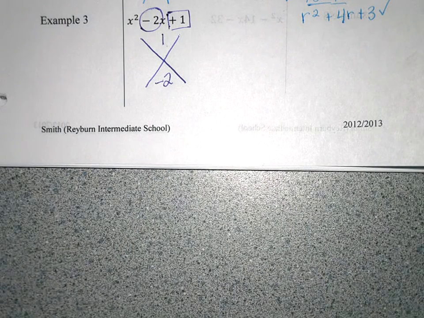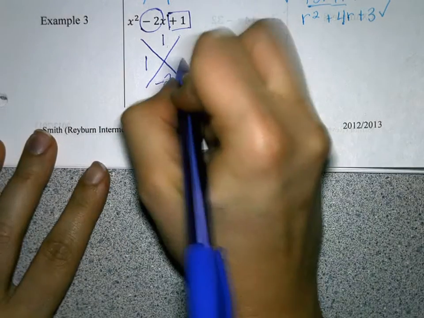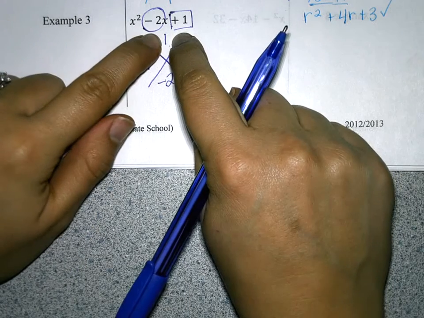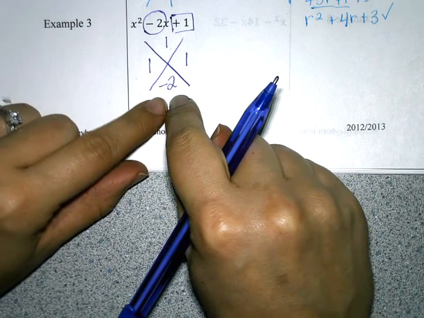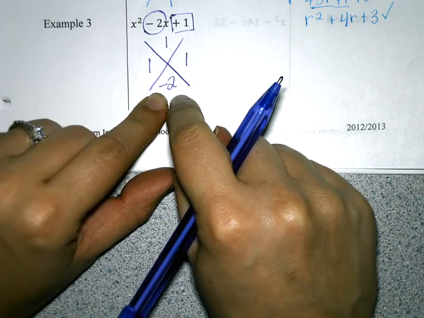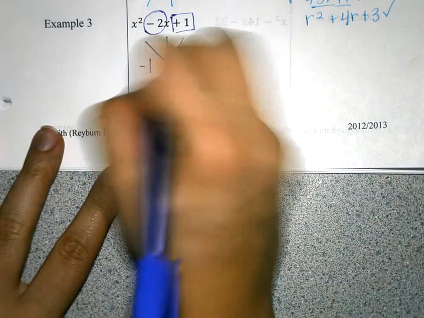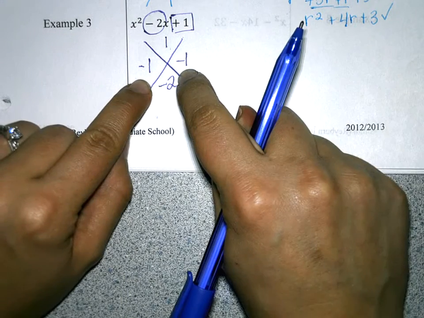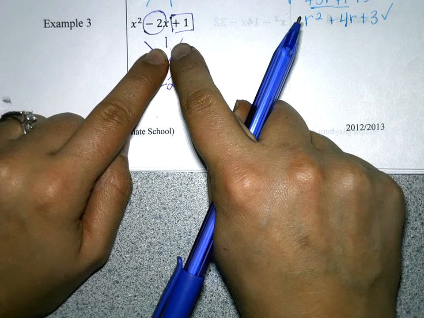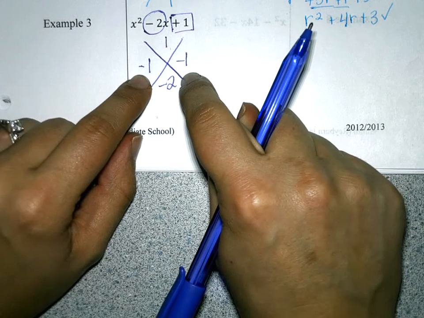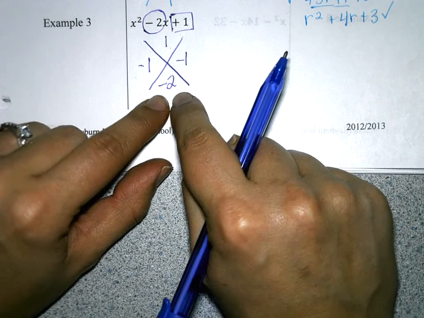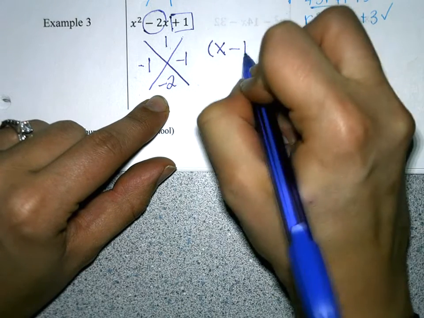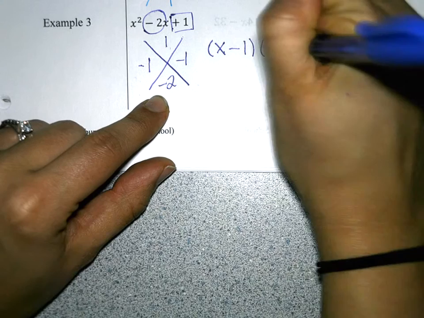Now there's only two numbers that multiply to 1 at all, and that's 1 and 1. 1 times 1 gives me positive 1. But 1 plus 1 gives me positive 2, not negative 2. But if I make both of these a negative, negative 1 times negative 1 gives me positive 1. And negative 1 plus negative 1 gives me negative 2. So I think my factoring is going to be x minus 1 times x minus 1.